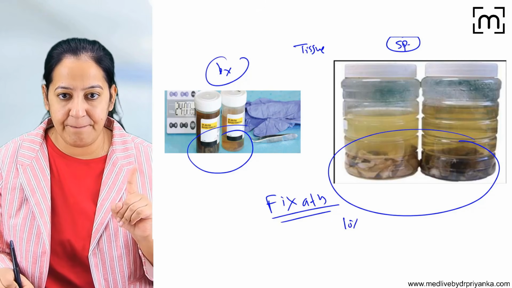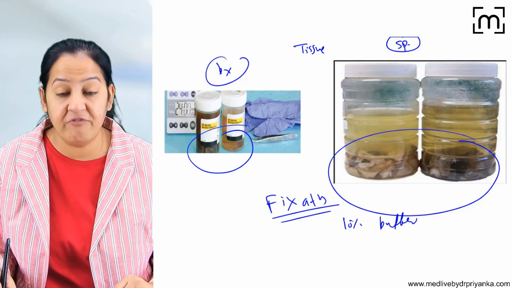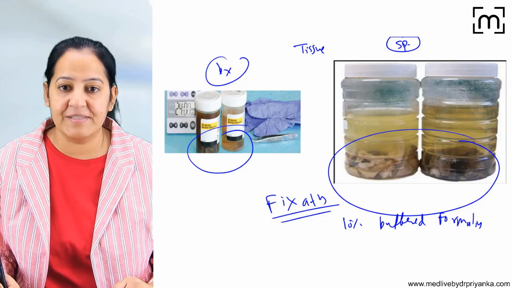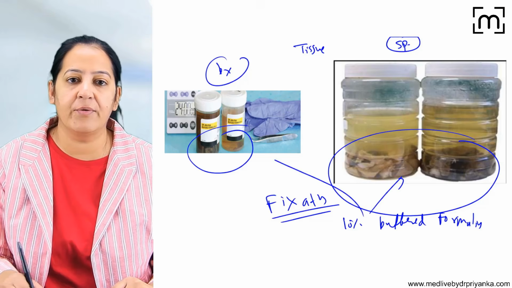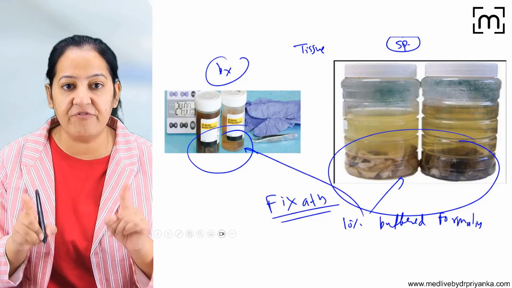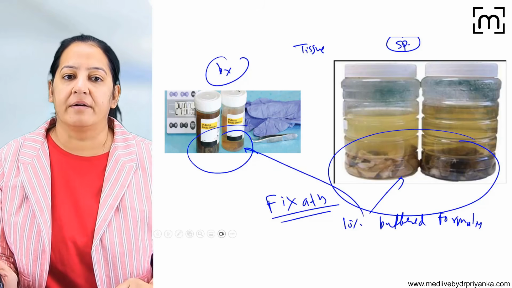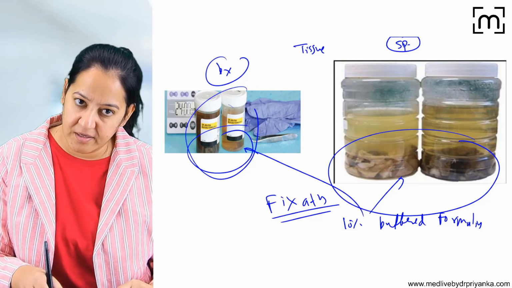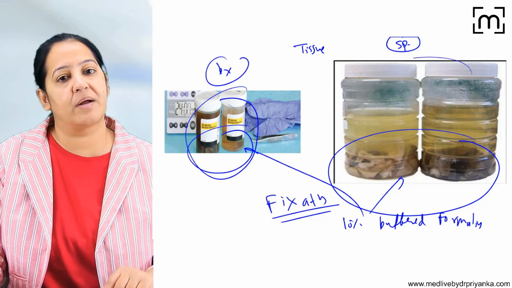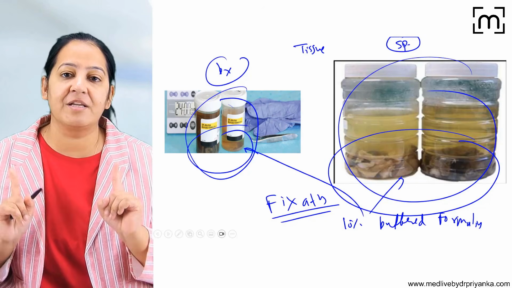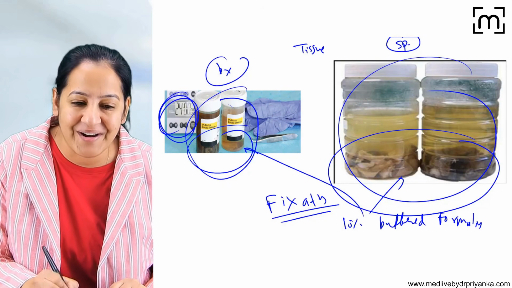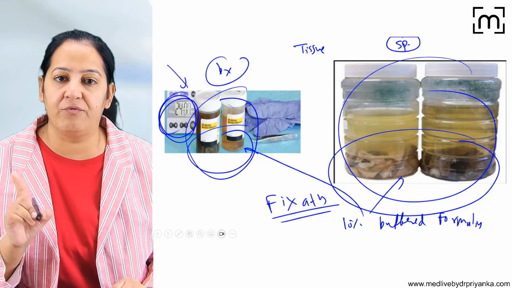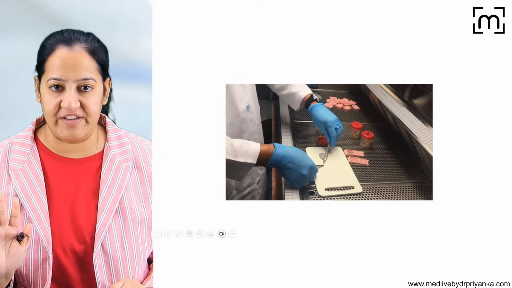Fixation is done in 10% buffered formalin. Please mind it. It is asked in vivas also. You can see here, the container contains the buffered formalin. We are putting our tissue in that. The tissue can be a biopsy, so the container is small, or a big specimen, so the container is large. But both contain 10% buffered formalin, and we leave it there for 24 hours. You can see there is a clock showing 24 hours.